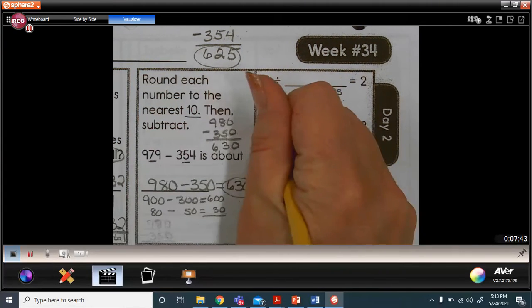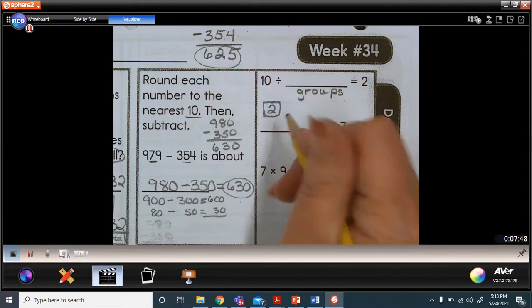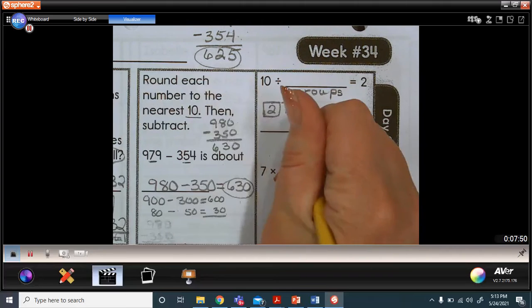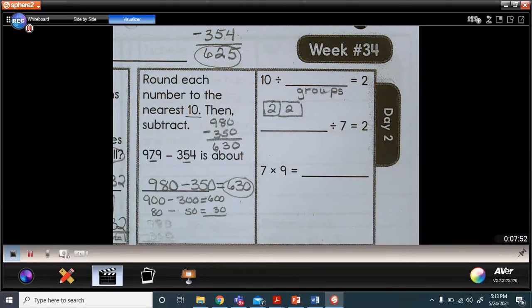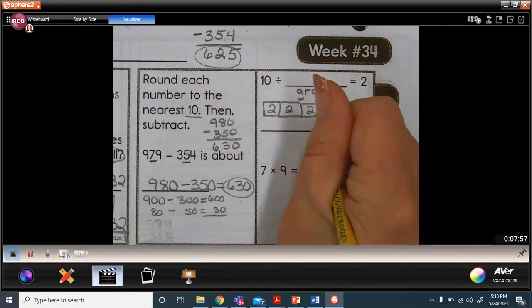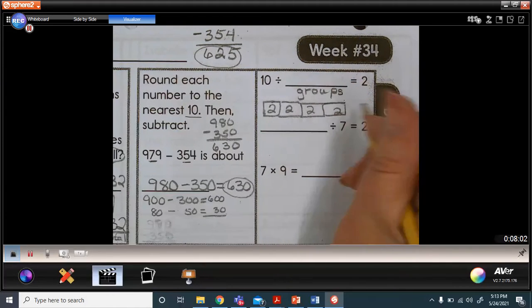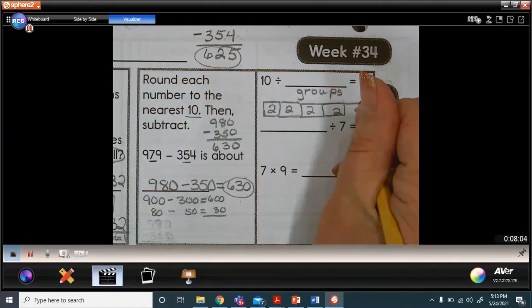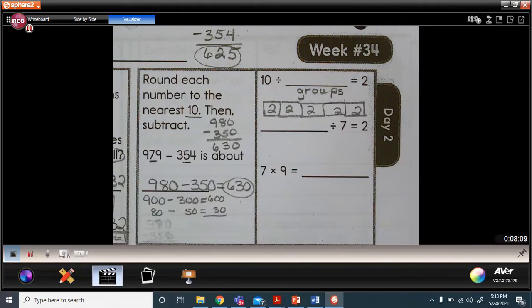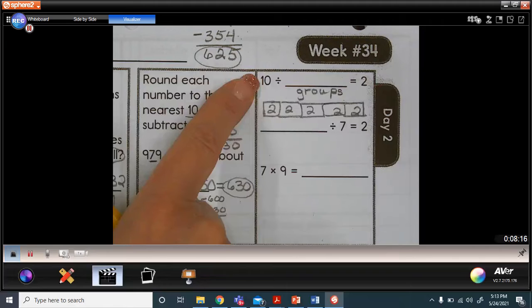Well, if I put 2 here, that's a group of 2. And if I put another 2 here, that's another group of 2, and now I'm at 4. If I put a group of 2 here, now I'm at 6. If I put another group of 2 here, now I'm at 8. And finally, if I take 2 more and put it into another group, I have 10. So how many groups of 2 did I end up with when I took these 10 objects apart?